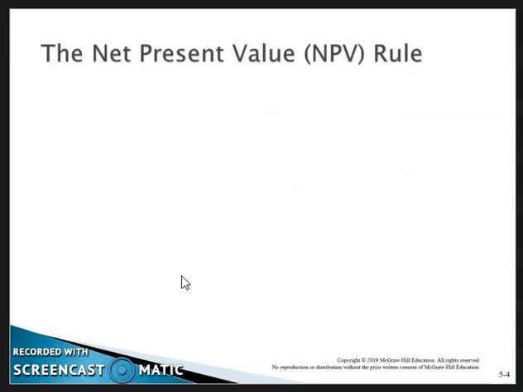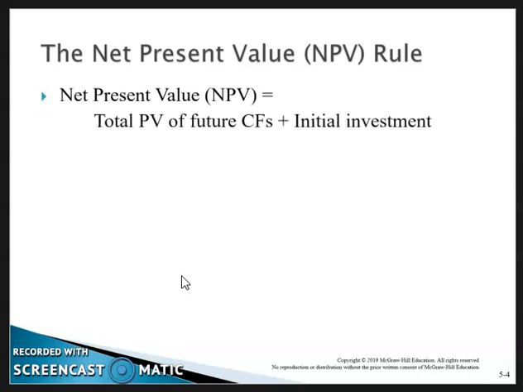The NPV rule, or net present value rule. Net present value is equal to the present value of all future cash flows plus the initial investment. I don't really like it written that way. The initial investment is an outflow, so it's a negative. So what they're saying here is plus a negative. So just remember that you're always going to be subtracting out the initial investment.